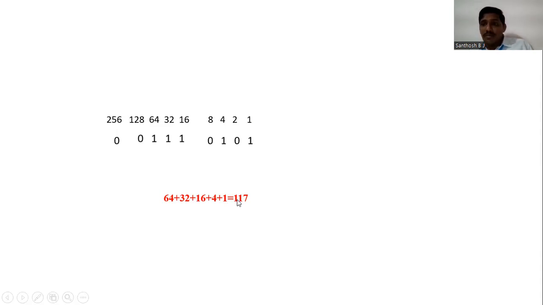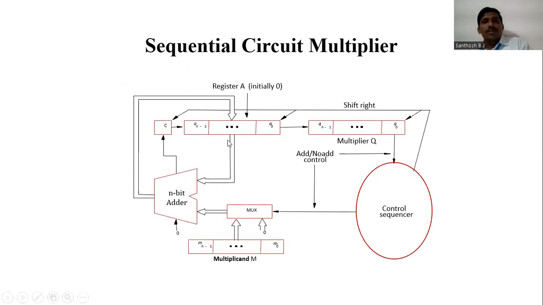So the answer is 117. So what we take as multiplicand and multiplier in the normal method, the same answer comes in the sequential method. This is how our circuit works, the sequential circuit multiplier. So I think all of you understood this concept about sequential circuit multiplication. Next, we move on to the Booth algorithm. And next, let's see in the next class. Thank you, one and all.